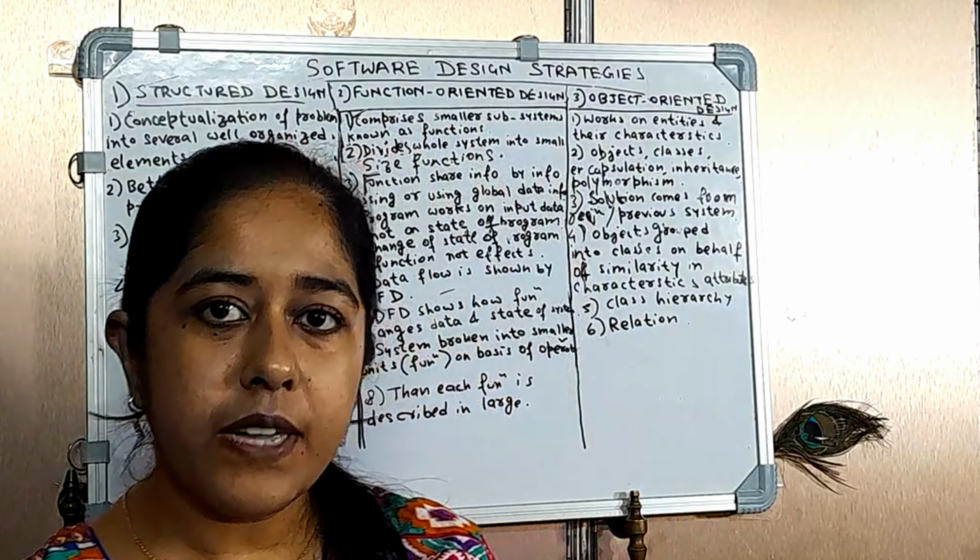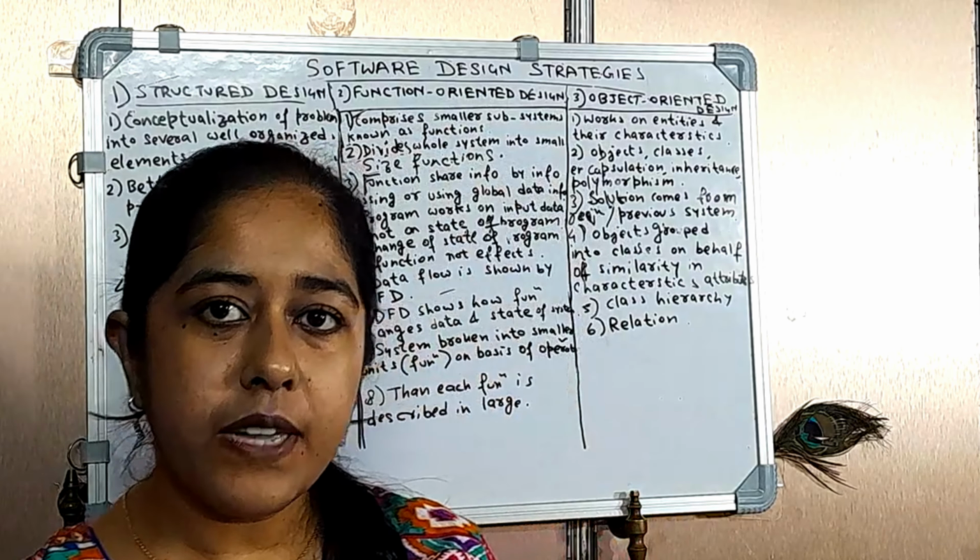Here we try to get an optimal solution. As we have already discussed, designing is the first phase where we are working on the solution domain. In the feasibility study and requirement analysis and specification, we were working on the problem domain. Now we are working on the solution domain. Obviously, now let's come to this point: conceptualization of the problem into several well organized elements of solution. Obviously, we are talking about solution.